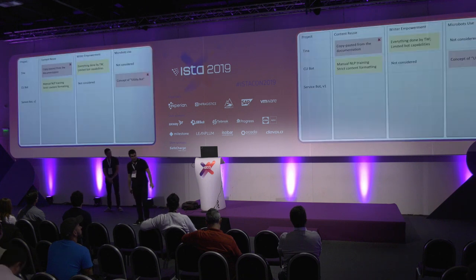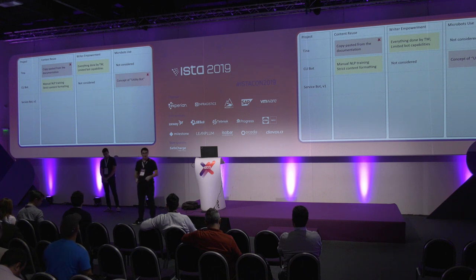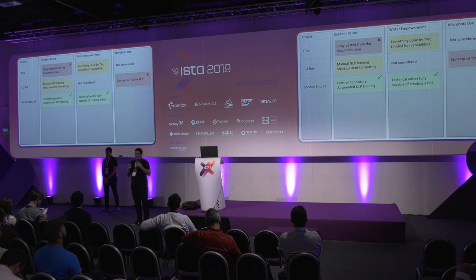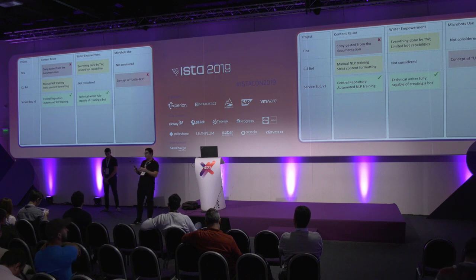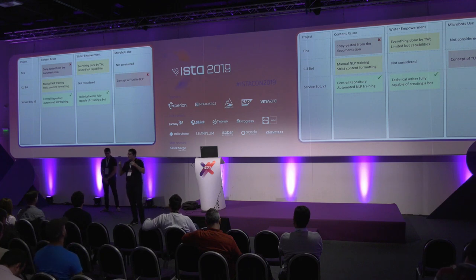Okay, so let's summarize now. We thought that this was a very successful prototype, both in terms of content reuse and technical writer empowerment. Because at the same time, all the data used by the chatbot was fully reused from central repositories. All of the NLP training was automated. And also, this was all done by the technical writer. You saw the video. This was entirely clicked through by a technical writer. They didn't need to do anything else.